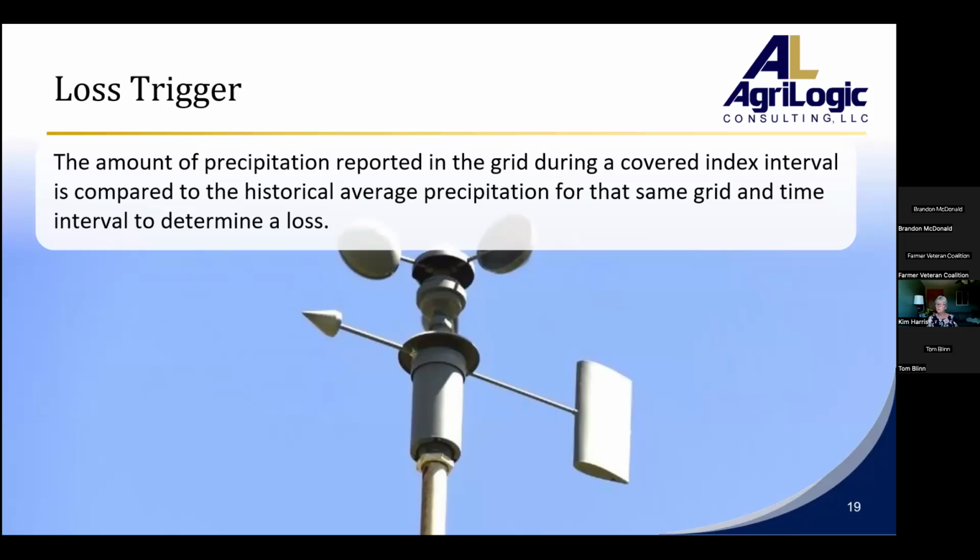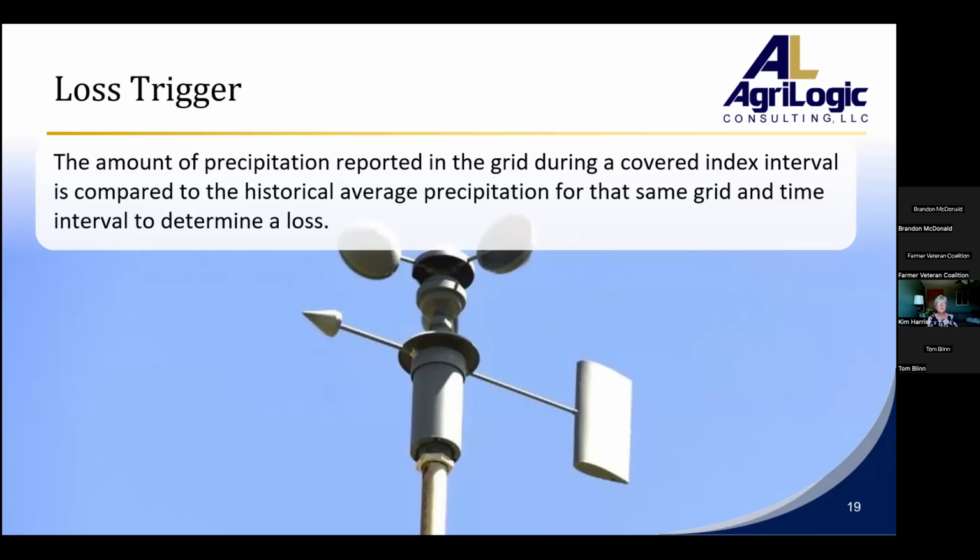Any questions before we move on to the next slide while we're talking about intervals and how you place your coverage? There's no questions that have been entered, Kim. Cool. Okay, so that must have been just crystal clear on how this policy works.